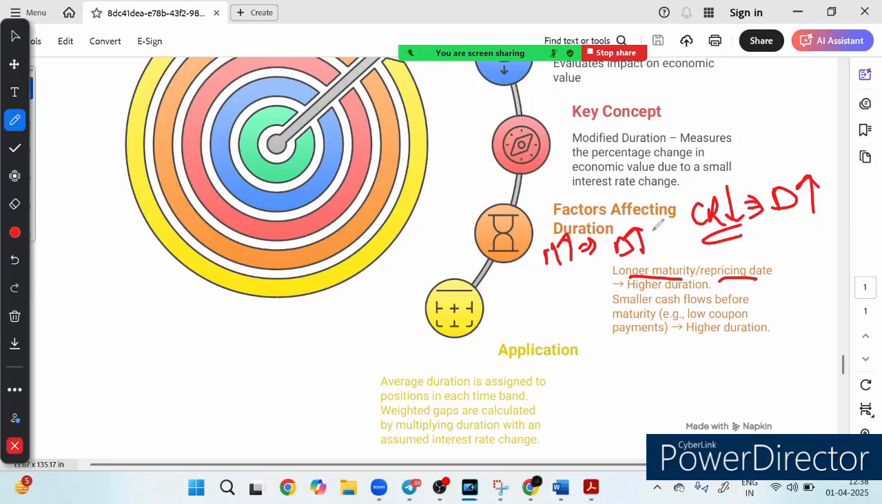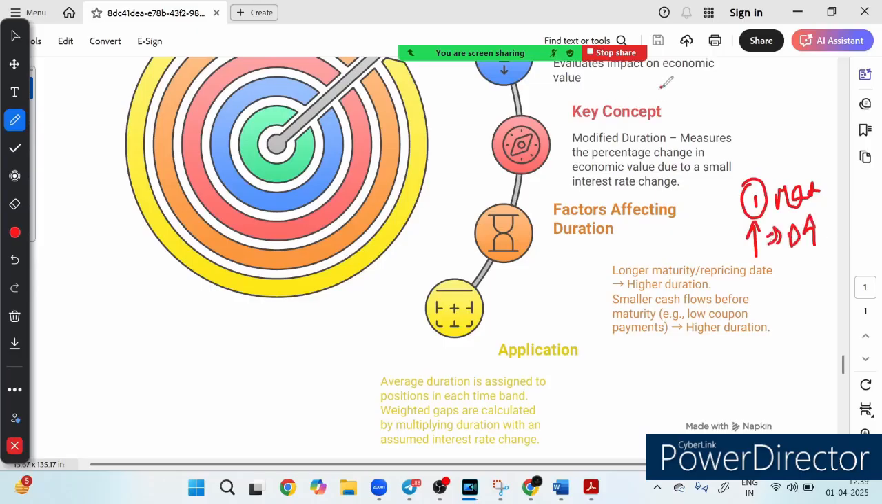And yield also influences duration. As yield rises, duration decreases. So I told you three factors. The first factor which influences duration is maturity. If maturity is higher, duration is higher. The second factor is coupon rate. If coupon rate is lower, duration is higher. The third factor is yield. If yield rises, duration gradually decreases, which means they are inversely proportional. So duration is inversely proportional to yield.